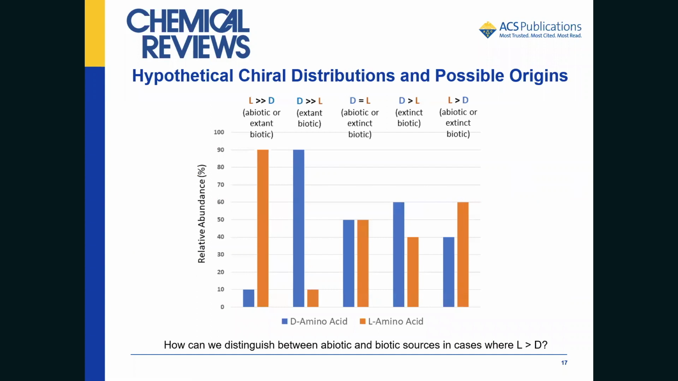Okay, so let's apply our knowledge here to some hypothetical chiral distributions and their possible origins. So the right-handed amino acids are shown in blue, left-handed in orange, and we're looking at different relative abundances. So starting on the left, if we see left-handed much greater than right-handed, again, depending on the amino acid, that could either indicate abiotic chemistry, such as those amplification processes I just spoke about, or extant biology.